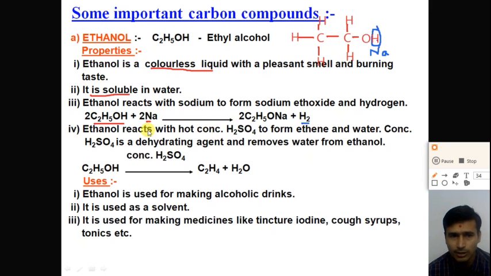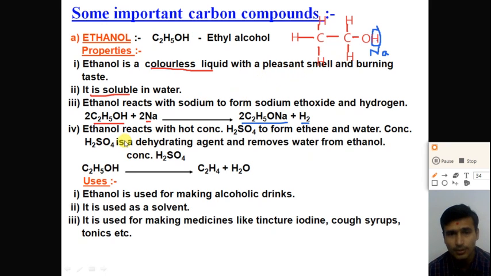So ethanol reacts with sodium to form sodium ethoxide. The molecular formula of sodium ethoxide is C2H5ONa. With the help of the structural formula, you can easily understand. Here is the formula of ethanol, and from this ethanol, one hydrogen atom is removed and a sodium atom is connected. It's the structural formula of sodium ethoxide, right?